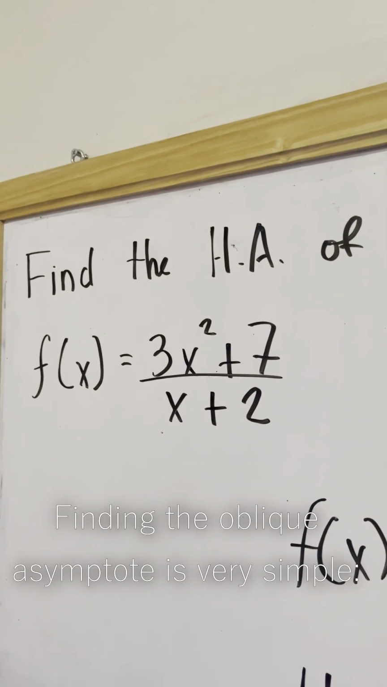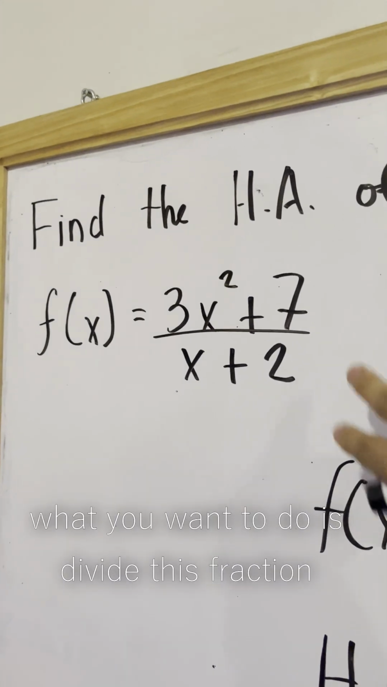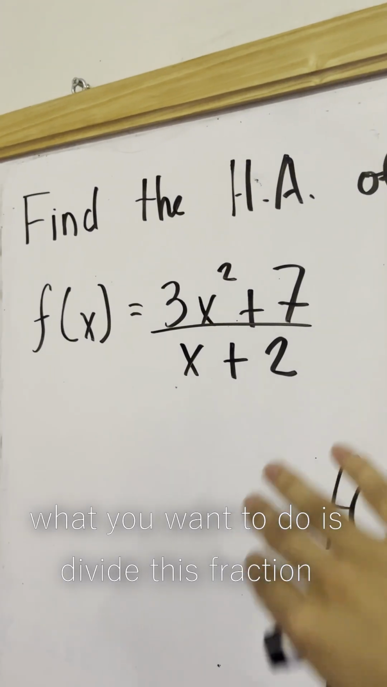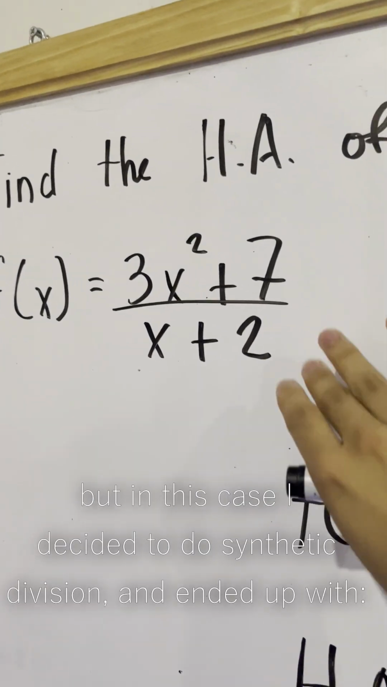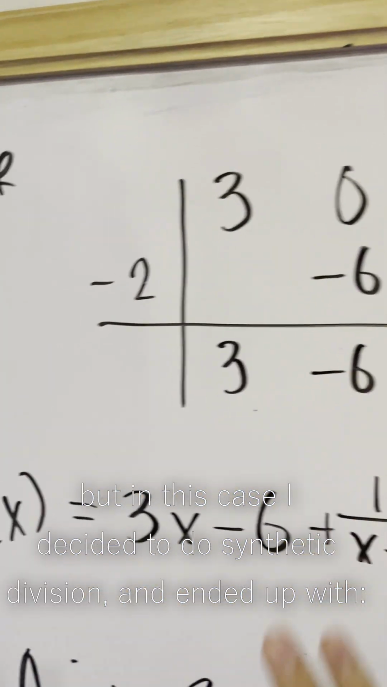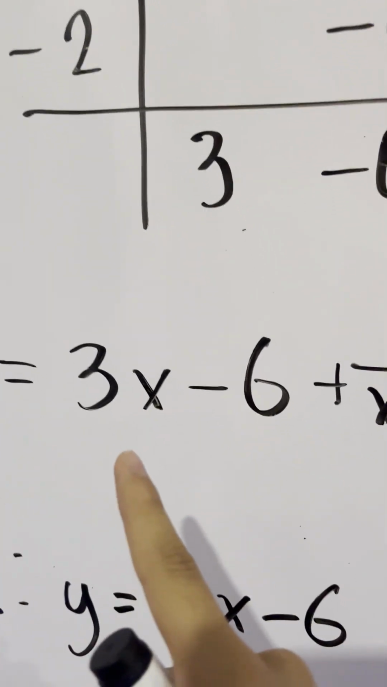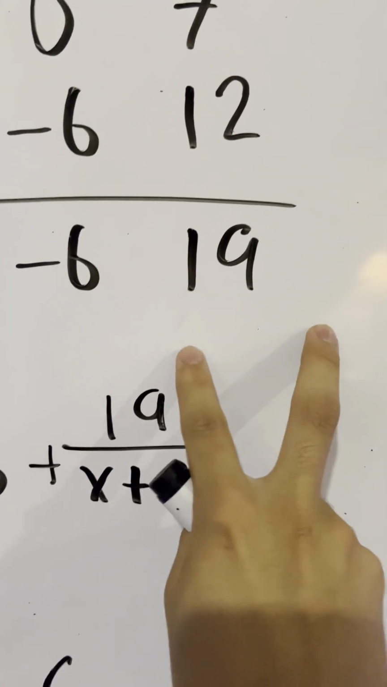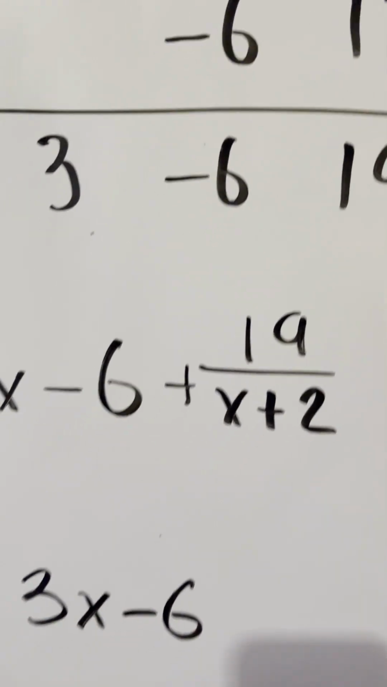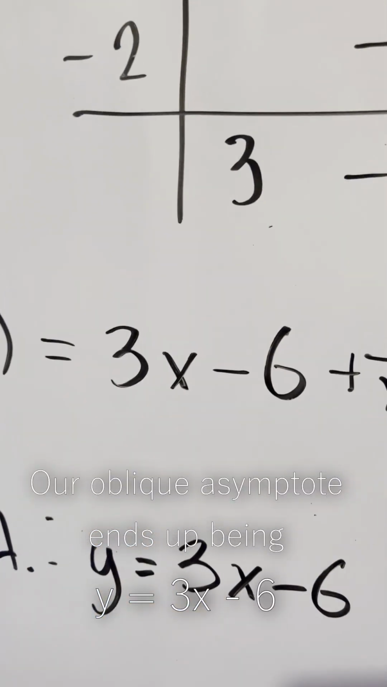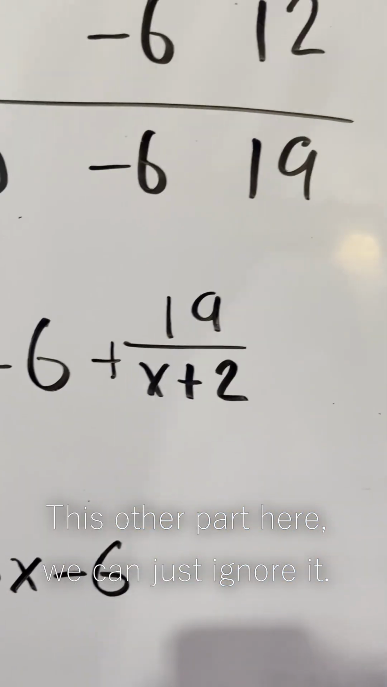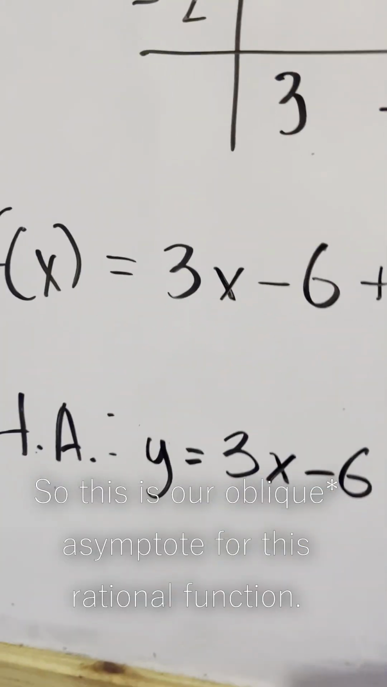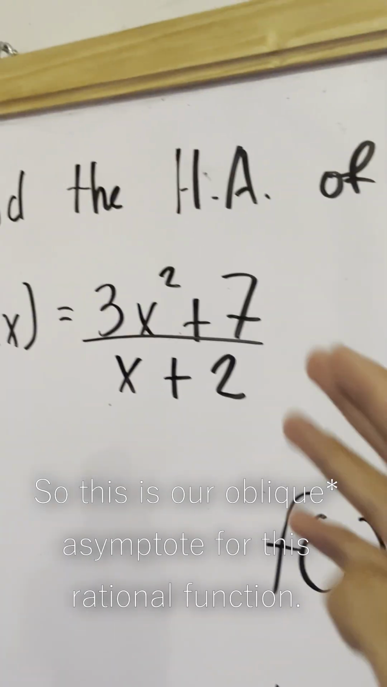Finding the oblique asymptote is actually very simple. What you want to do is divide these two fractions. In most cases, you have to do polynomial long division, but in this case, I decided to do synthetic division right here, and I ended up with f of x being equal to 3x minus 6 plus the remainder 19 divided by x plus 2. And our oblique asymptote ends up being y equal to this part right here. This other part here, we can just ignore it. We can throw it away. So this is our oblique asymptote for this rational function.